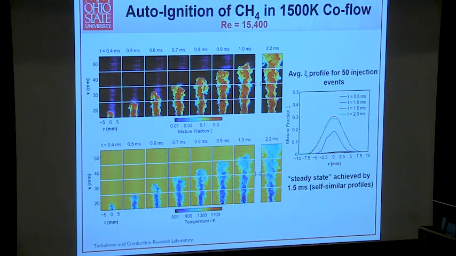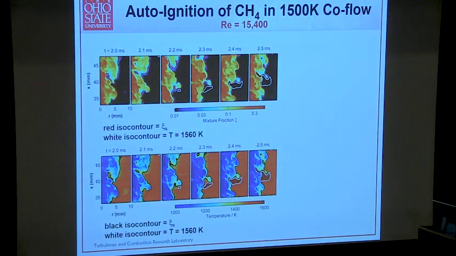Okay, we get self-similar jet profiles at that point. So that means steady state, it's the same at that point after 1.5 milliseconds. It's the same as if we're just running the jet continuously. And what we were interested in is knowing the time after injection at which the jet achieves steady state, on each pulse cycle.